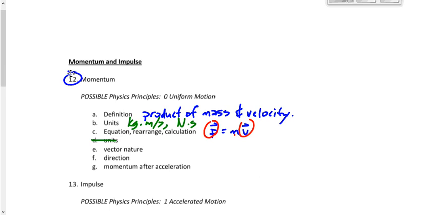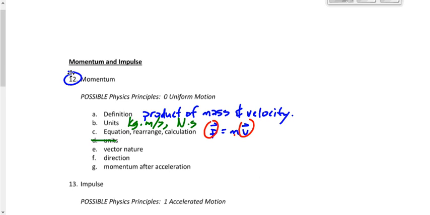Now, the last thing that I want to talk about here is subtopic G, which is momentum after an acceleration. The first example problem that we did yesterday said, here's the velocity, here's the mass, what's the momentum? Presumably that velocity was staying constant. But in the second example that I gave you yesterday, I said, here's an object, we're dropping it from a certain height. What's the momentum as it strikes the ground? In that case, we were looking for the momentum after an acceleration had occurred.